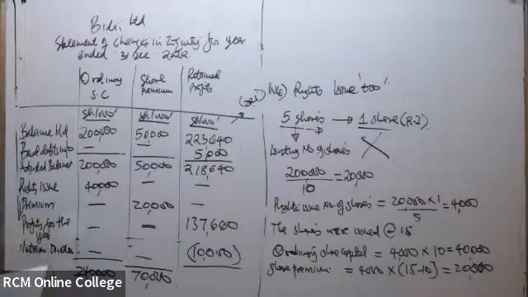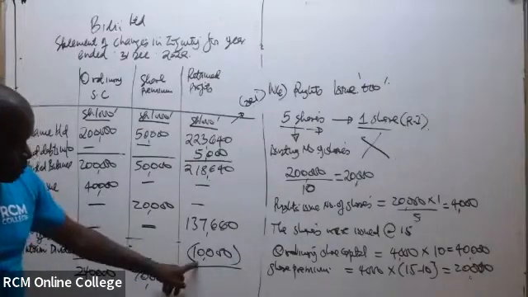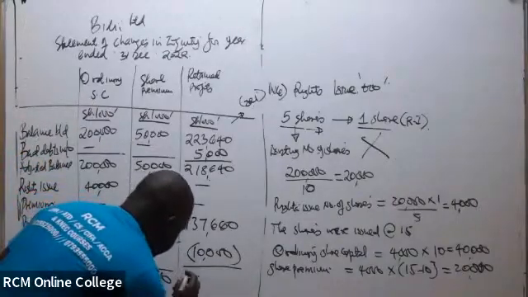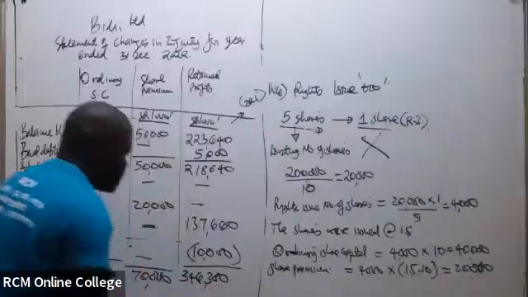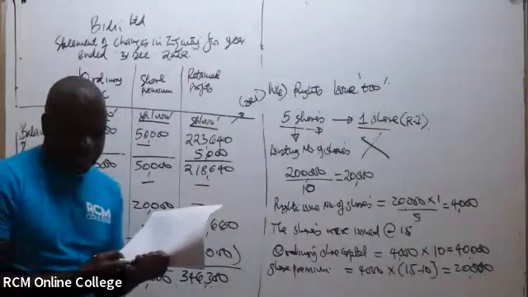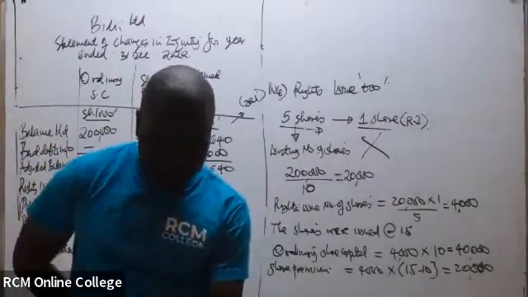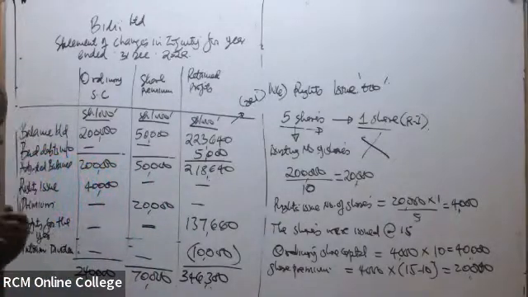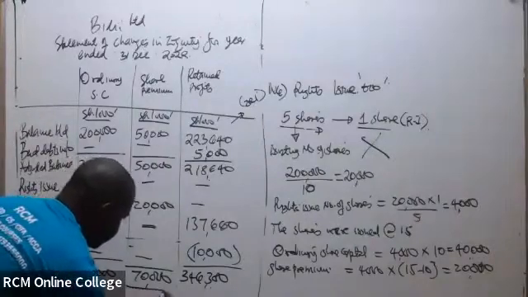This one will become how much? 346,300. If you minus the 10 also, 346,300. I can see you're saying 346,300. I think it will be like that. So that's why in this case, you'll end up having to come up with what?